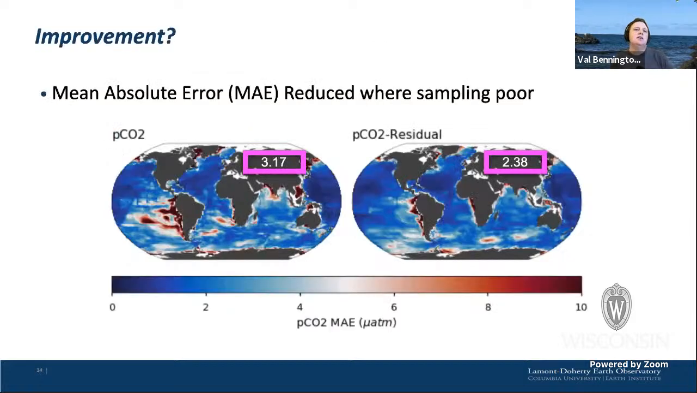So what does this look like? On the left, if we reconstruct PCO2 and we look at our error compared to the model within those 100 models, the mean value of our absolute error is about 3 microatmospheres as a global average. Within the residual technique, this goes down to less than 2.5 microatmospheres. But really what you want to notice is that these regions in the Southern Hemisphere off of South America here are really reduced in this subtropical Southern Hemisphere here.